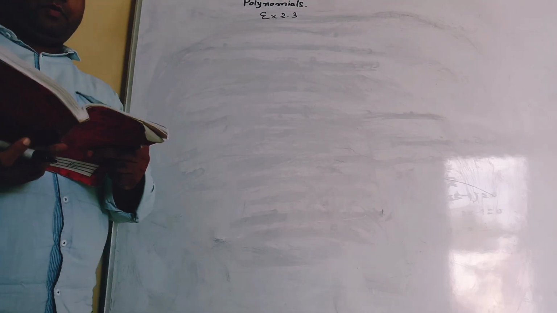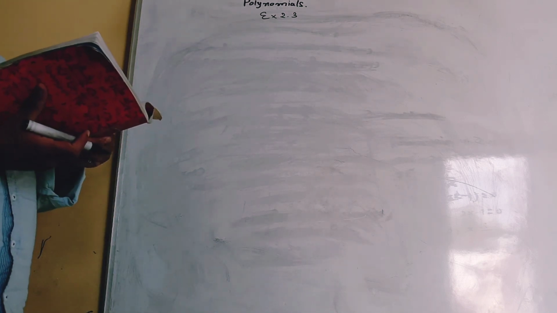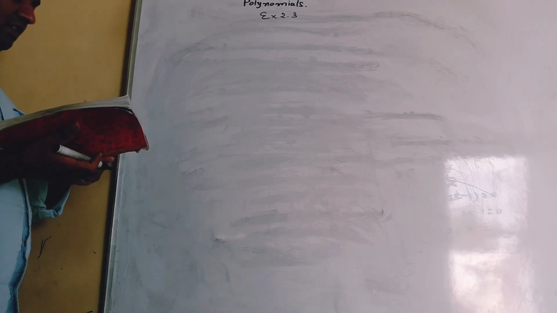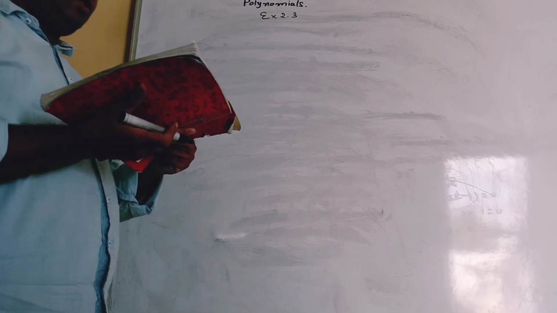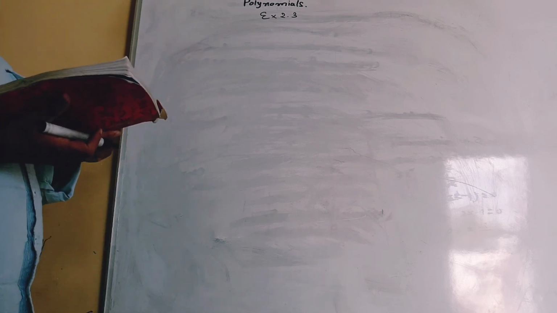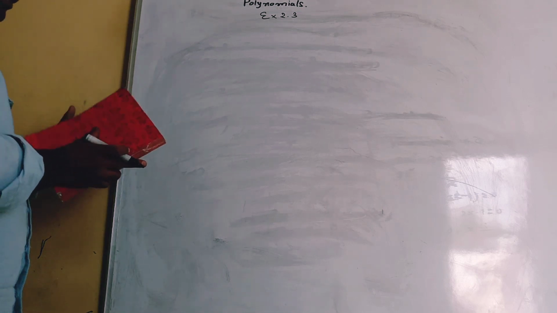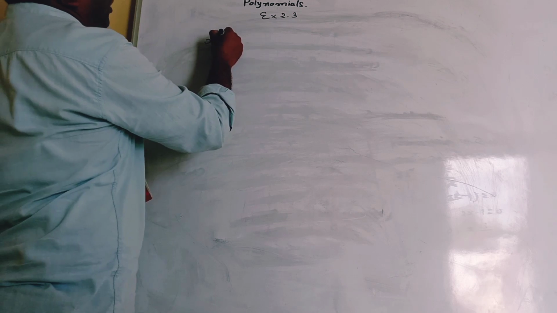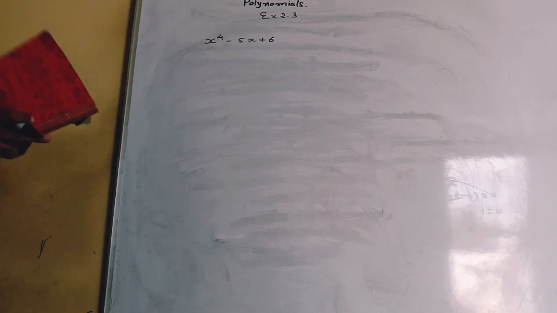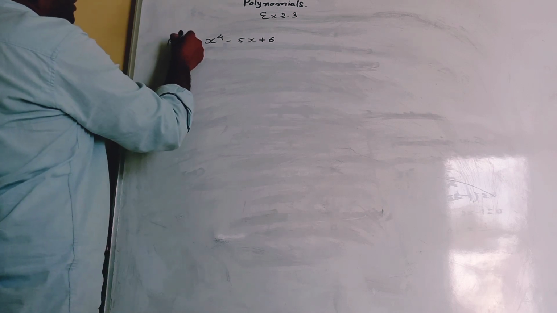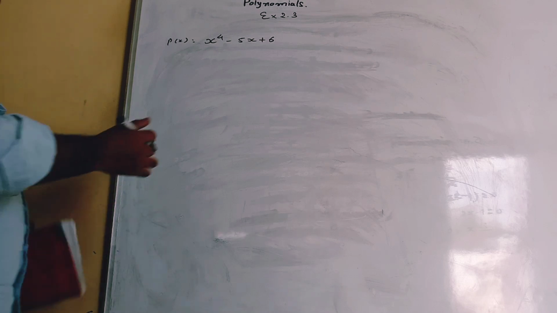Now let's see some difficult questions of exercise 2.3. In question 1, we have to divide the polynomial p(x) by the polynomial g(x) and find the quotient and remainder. In that we will see question 3: x raised to 4 minus 5x plus 6 is the p(x) given, and g(x) is given as 2 minus x square.